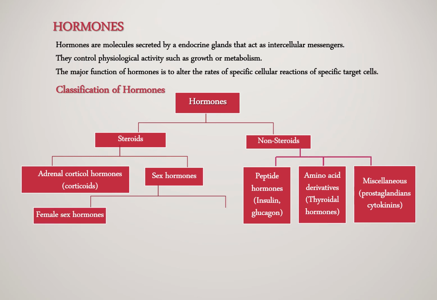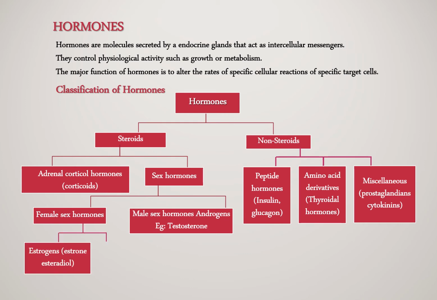The sex hormones are of two types: the female sex hormones and the male sex hormones. The female sex hormones are further classified into estrogen and progesterone. The male sex hormone is called testosterone. So this is a brief view of the classification of hormones.